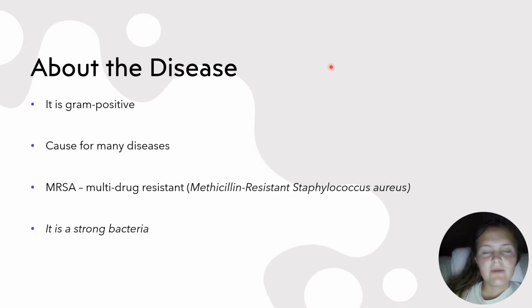So this is a little bit about the disease. It is gram-positive. It's the cause for many diseases, some of which are cellulitis, impetigo, and food poisoning. Another strain of it is MRSA, which is multi-drug resistant. So this is methicillin-resistant Staphylococcus aureus. It is a very strong bacteria. So this bacteria can subside in extreme temperatures.